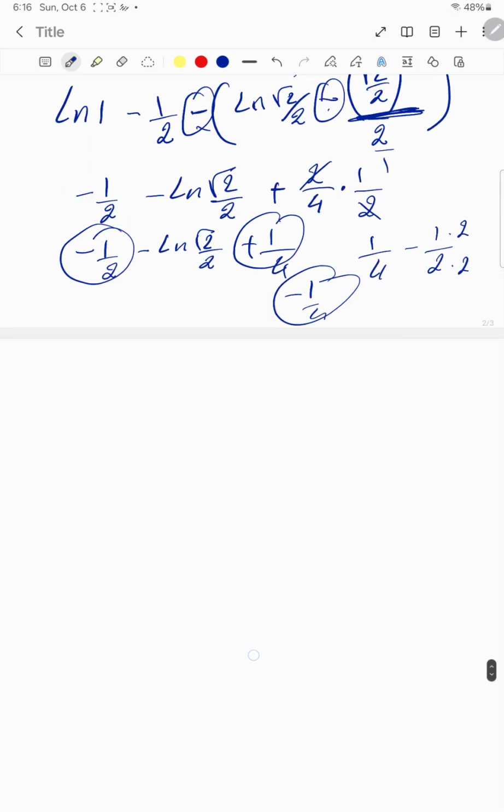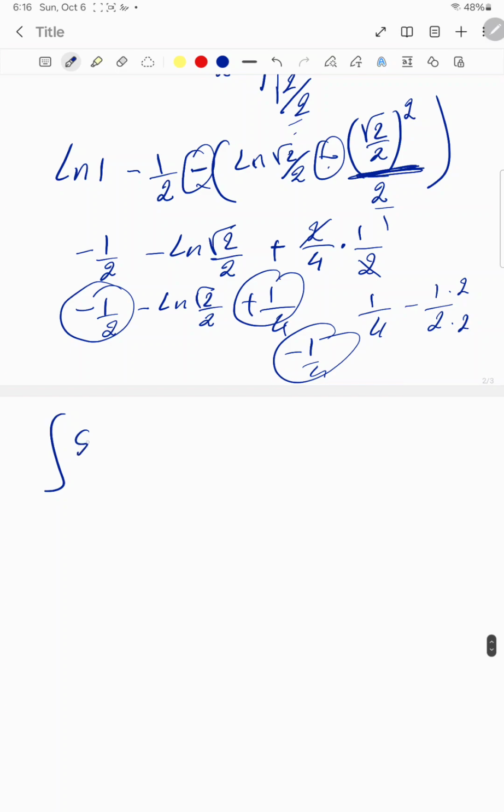So my final answer would be the integral of sine to the power of 3 of x divided by cosine of x dx is equal to minus 1 over 4 minus ln of square root of 2 divided by 2.